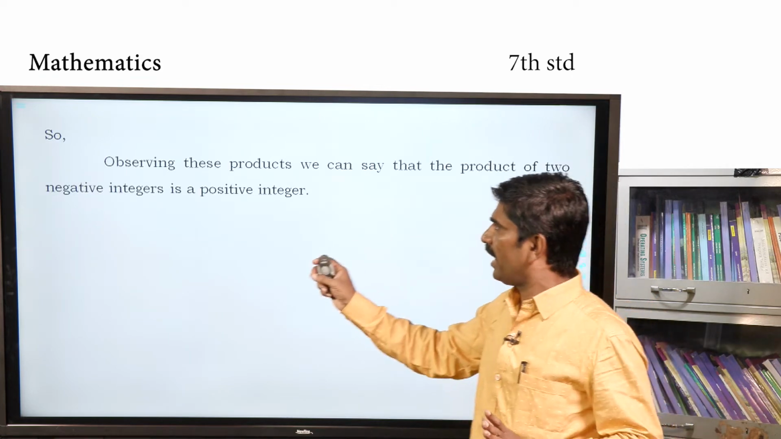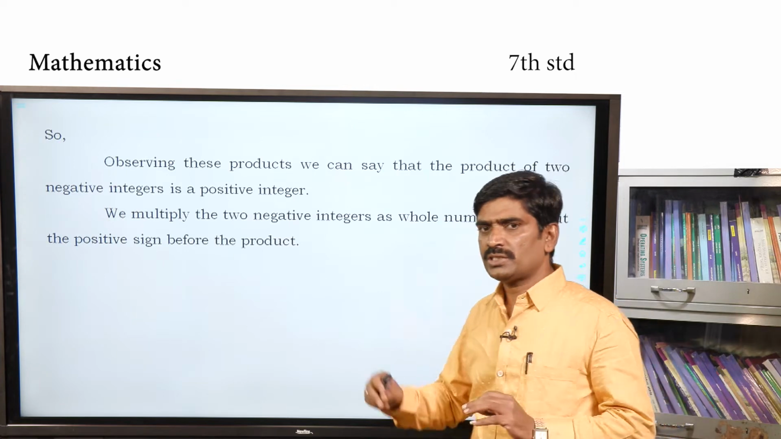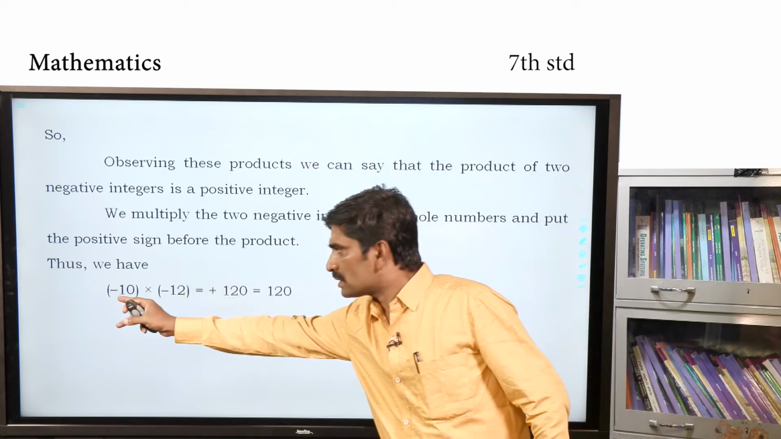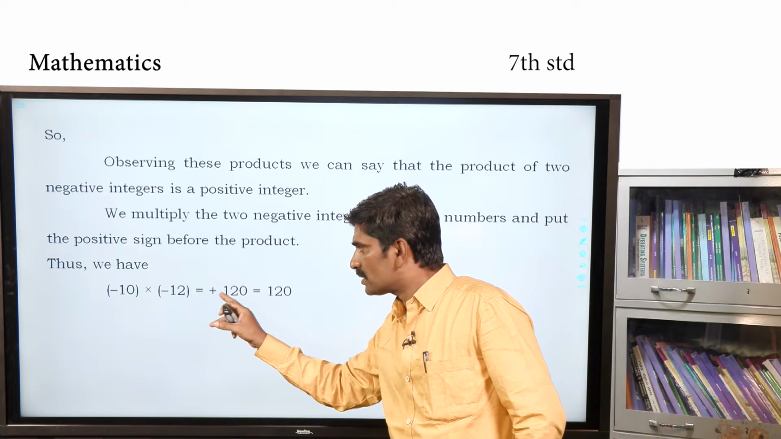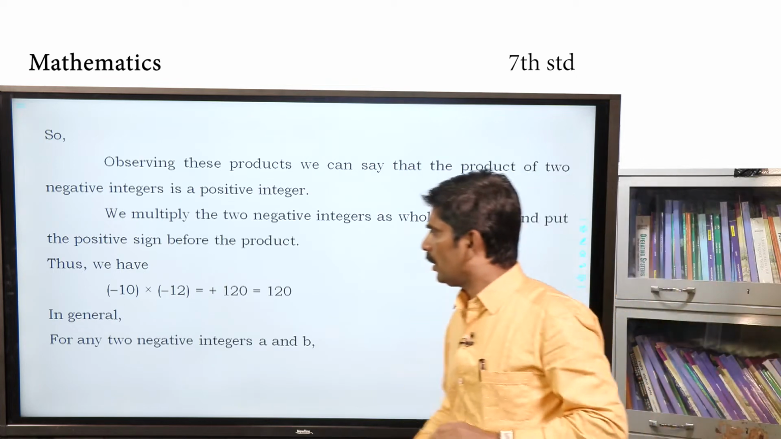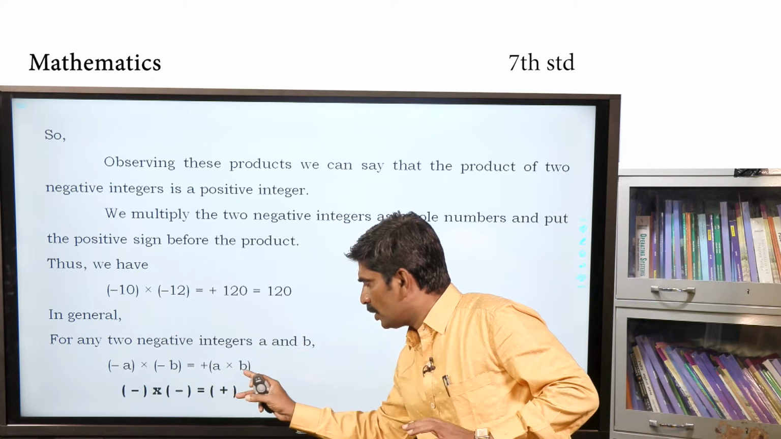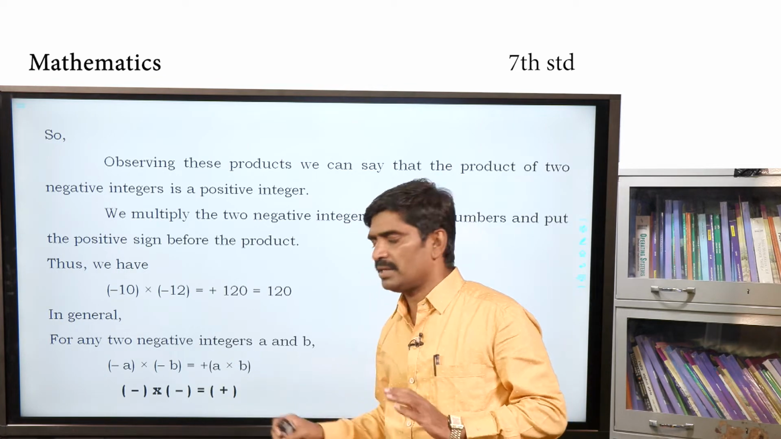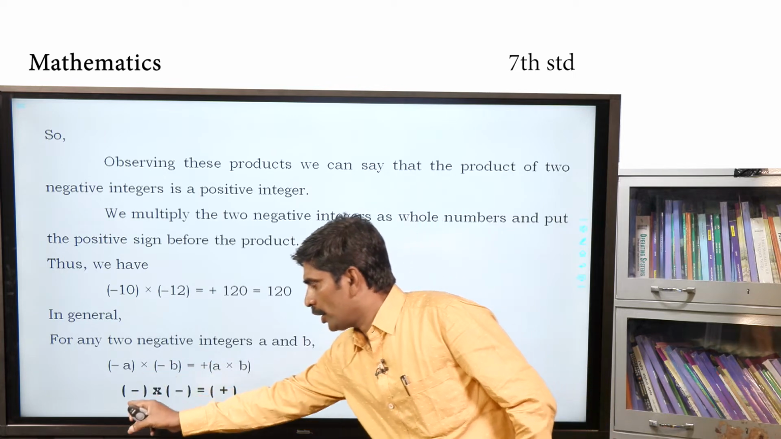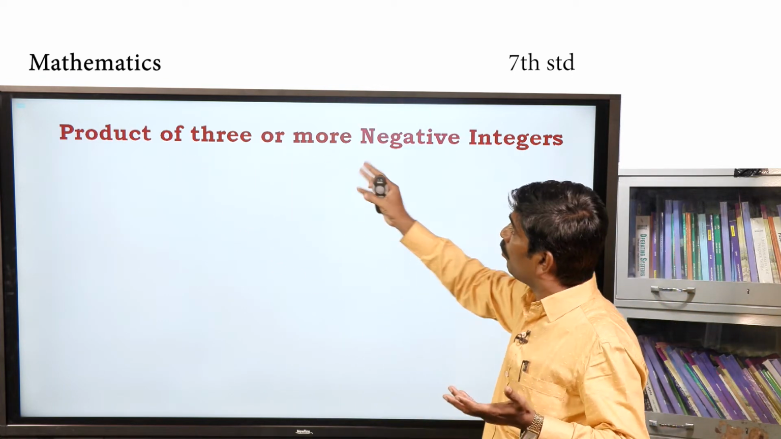So, observing these products, we can say the product of two negative integers is a positive integer. We multiply the two negative integers as whole numbers and put a positive sign before the product. Thus, we have minus 10 into minus 12 is equal to plus 120, with a plus sign before the product. In general, for any two negative integers minus a and minus b, minus a into minus b is plus a into b, with a plus sign before the product. Symbolically, minus into minus is plus, a negative integer converts to a positive integer.